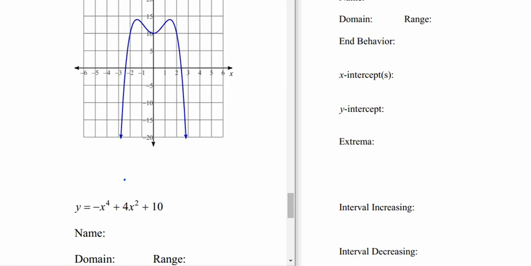So we look at the highest exponent, known as the degree of this function, and it's the fourth power, which means it is a quartic function. And there are 1, 2, 3 terms, so that makes it a trinomial. So take a look at this quartic trinomial.